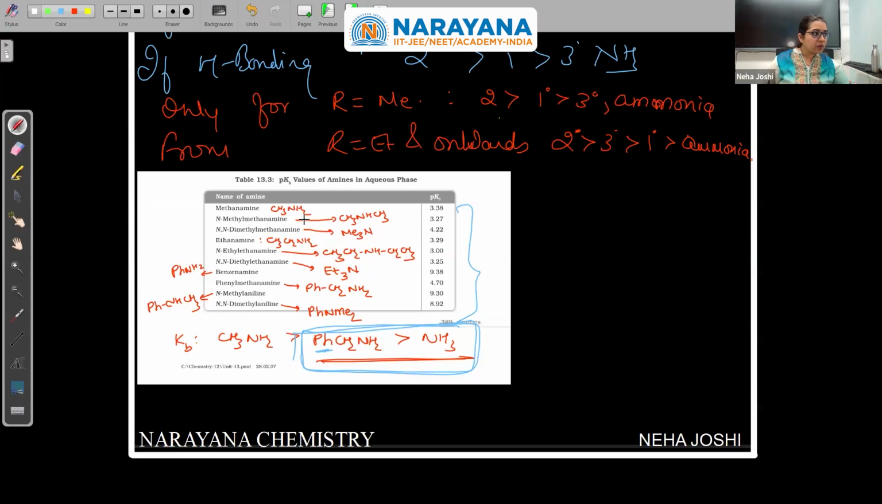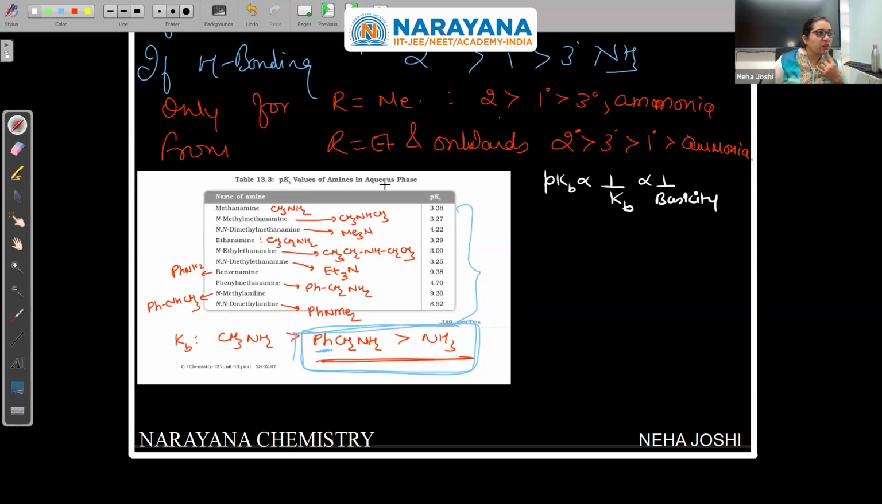Methanamine, 3.38. pKb is given, so I'll go for reverse. High pKb will be inverse to Kb, and thereby inverse to basic strength, basicity here. So I'll say higher pKb, poor base, right? That is what it appears.